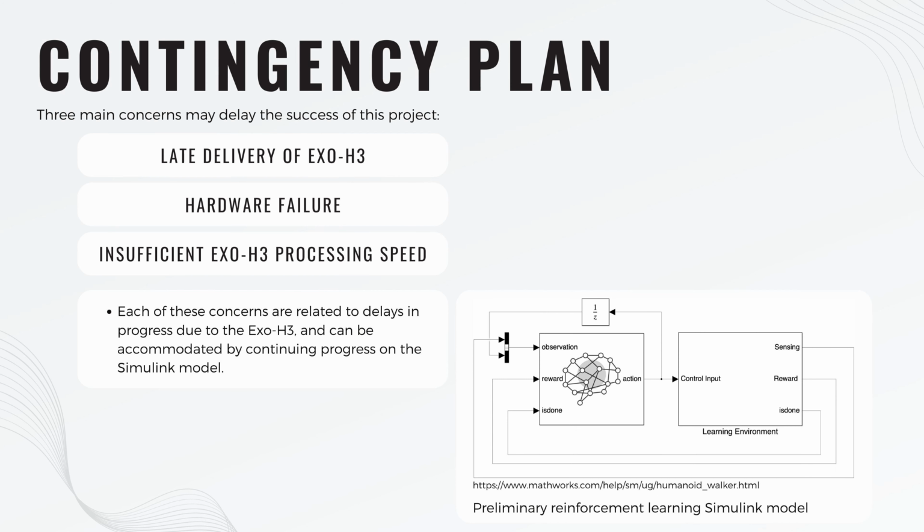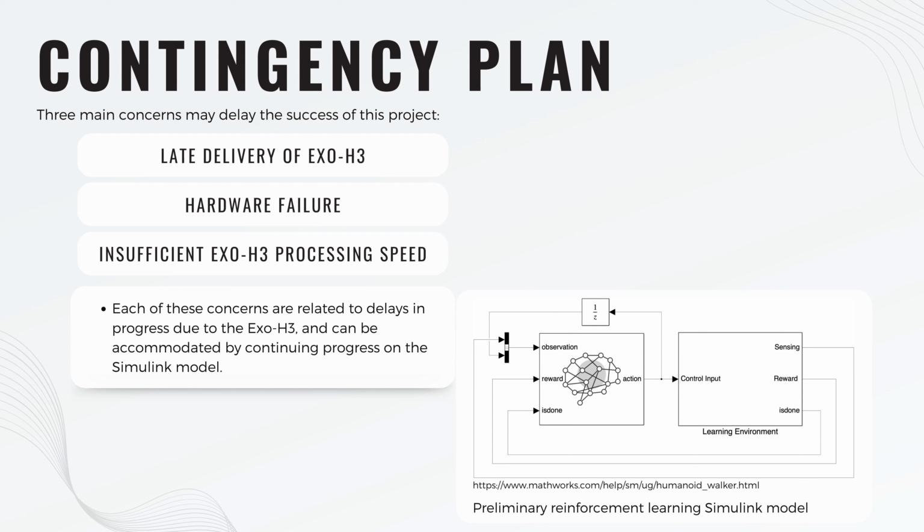3 main concerns may delay the success of the project: late delivery of the EXO-H3, hardware failure, and insufficient EXO-H3 processing speeds. Each of these concerns are related to delays in the progress due to the EXO-H3 physical model and can be accommodated by continuing progress on the Simulink model.